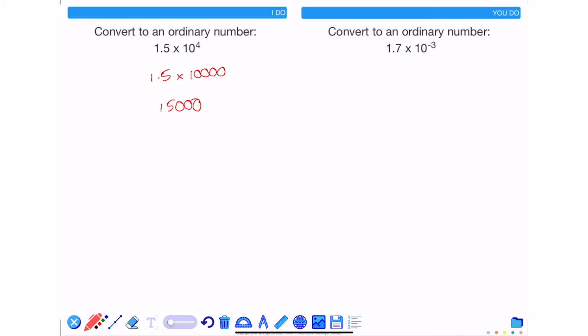So I can express 1.7 times 10 to the power negative 3 as 1.7 divided by, because it's a negative power, 10 cubed, which is 1000. Dividing 1.7 by 1000 will give me 0.0017, and I've now converted the number from standard form.